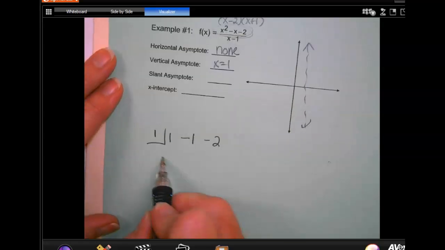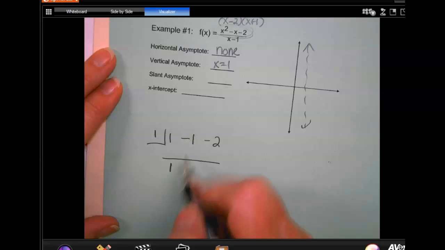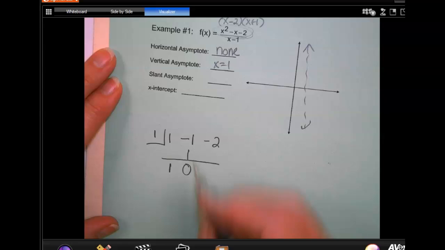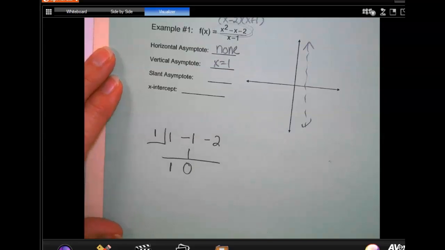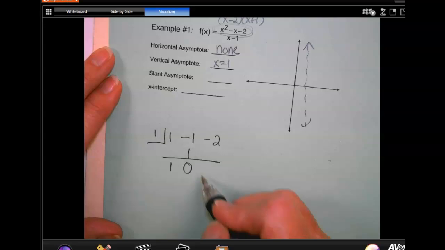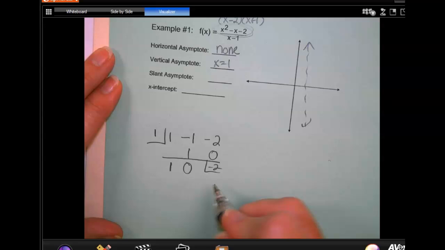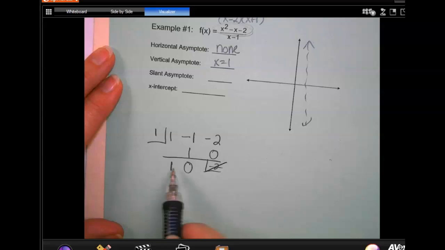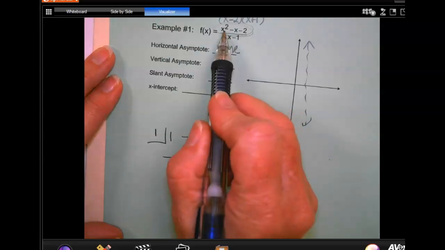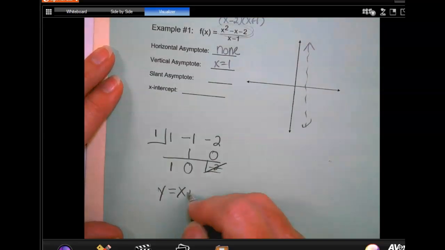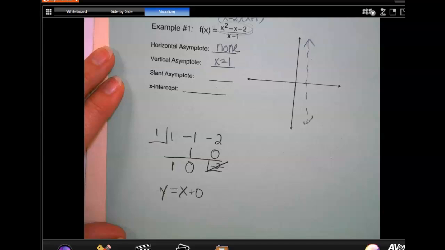So when I'm doing synthetic division, I'm going to bring down the 1. 1 times 1 is 1. And what do I get here? 0. And so here's the best part of this. We can stop. I mean, I'm going to keep going so you can see: what's 1 times 0? And I get -2. I don't care what the remainder is. I just want this part. So this is y equals x plus 0, right? And the plus 0 is the y-intercept.